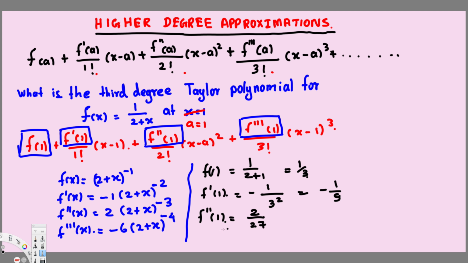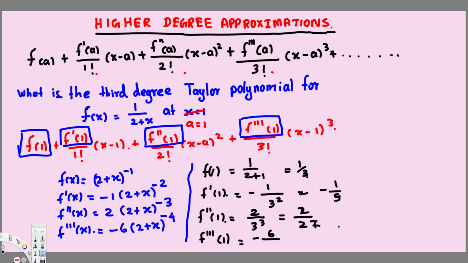Or you can express it as 3 cube first and then write it to clarify, right? 3 cube, that's equal to 2 over 27. Now the third one is going to be f triple prime 1. Now this is going to be minus 6 over 2 plus x power 4. So minus 6 over 2 plus 1 is going to be 3. 3 power 4. 27 times 3.